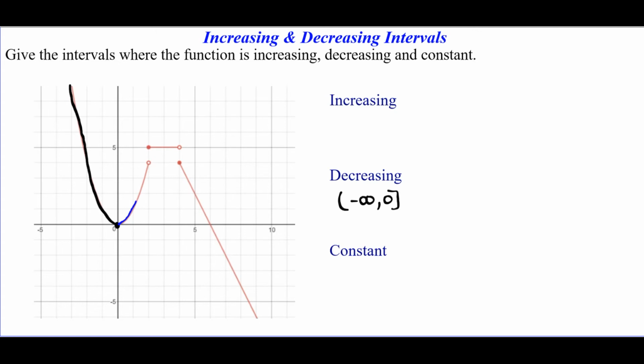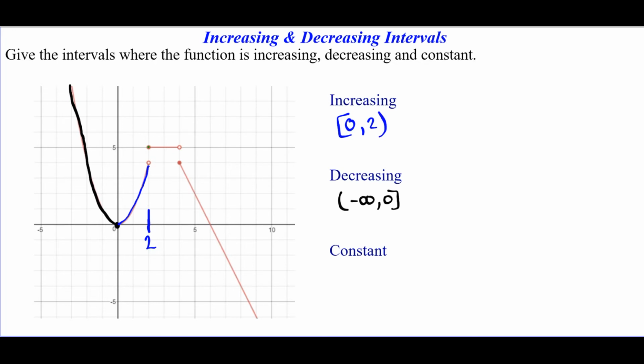So remember, this next section is where I'm increasing until I get to this point. Remember, what I'm concerned about is my x coordinate, and that is happening at 2. So from 0 to 2, I'm increasing. I'm going to put the square bracket on the 0 because remember that point exists. Here I have an open circle, so we're going to do the parenthesis.